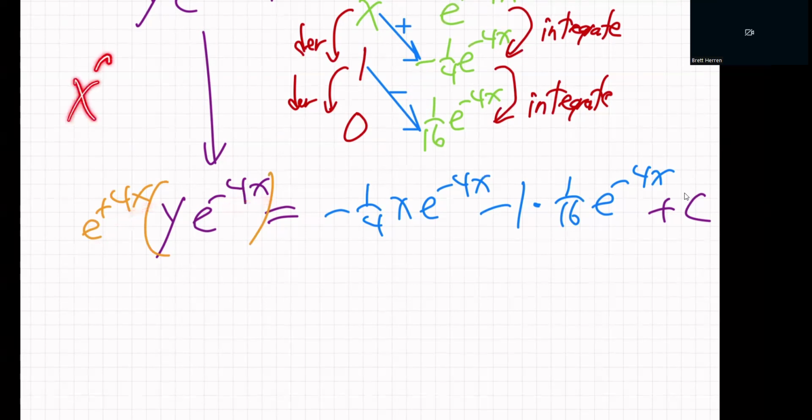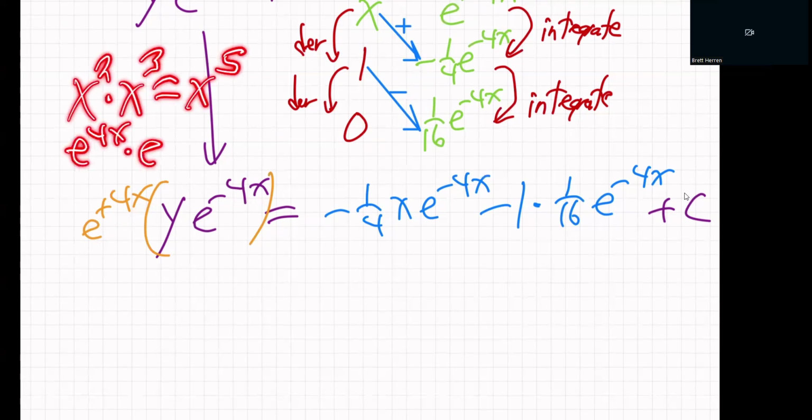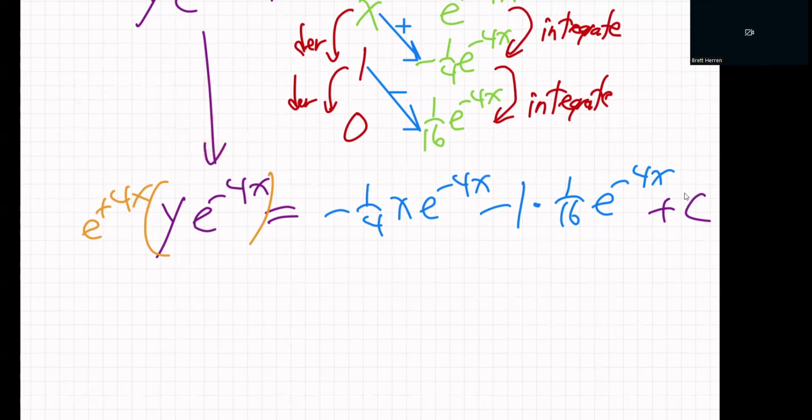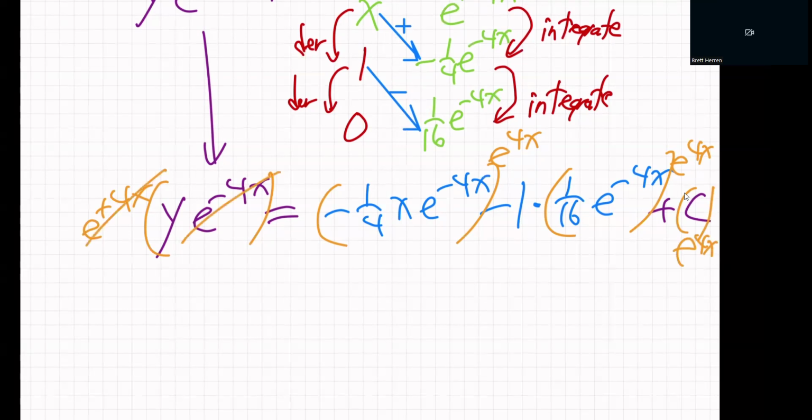Remember that rule? Like if you had x squared times x cubed, that'd be x to the 5th, the powers add. So if you have e to the 4x times e to the minus 4x, that's e to the what? 0. 4x minus 4x is 0, which is 1. So that'll effectively cancel it out. Whatever you do to one side, you got to do e to the 4x there, and e to the 4x there, and e to the 4x there. You got to multiply all the terms. Okay, so this and this will effectively cancel out.